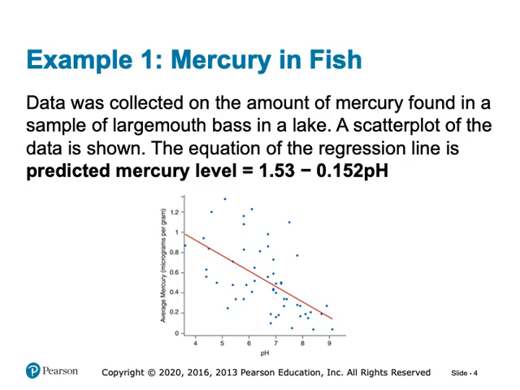This equation helps us understand the relationship between the acidity of the water, measured by pH, and the mercury levels in the fish. The slope of the line, minus 0.152, indicates that for each 1 unit increase in pH, we expect the mercury level in the fish to decrease by 0.152 micrograms per gram, on average. The intercept of 1.53 suggests that when the pH is 0, the predicted mercury level would start at 1.53 micrograms per gram, although, in practical terms, a pH of 0 would be far outside the range of our data.